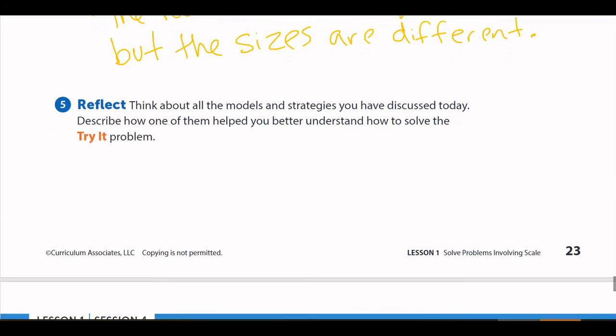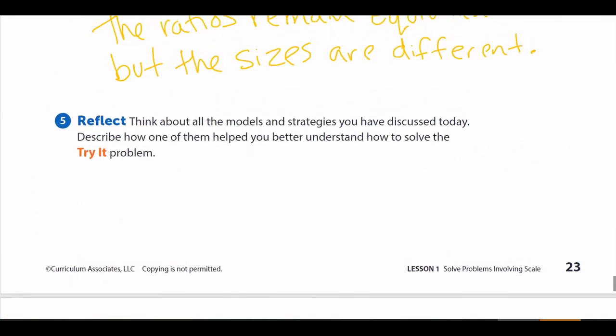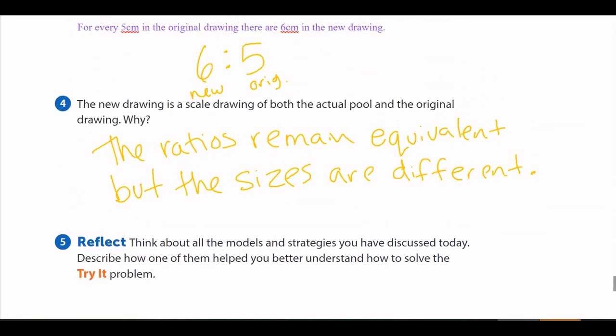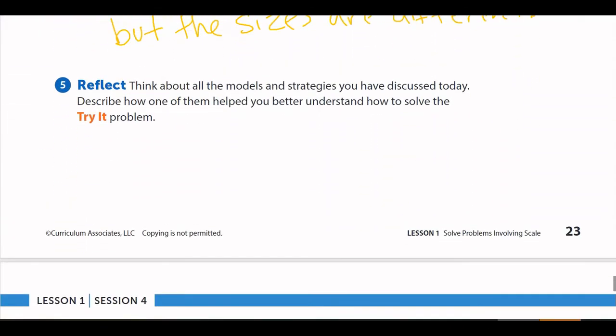Okay, and then we're going to reflect before we hit our next apply it. So think about all the models and strategies you've discussed today. Describe how one of them helped you better understand how to solve the triad problem. So just tell me what, out of what we went over, helped you understand what we were doing. Go ahead and pause and answer that now.